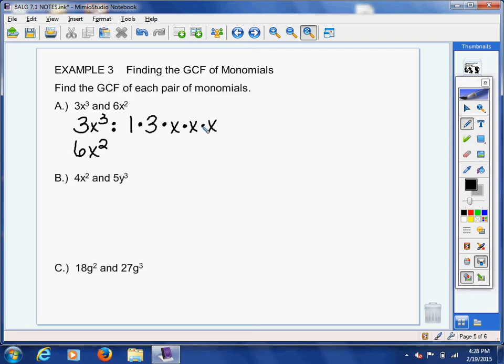We're going to do the same thing down here with 6. 6 is 2 times 3. Those are the prime factors of 6, and it only has 2 x's. Now, when you're looking for the greatest common factor, we're looking for the same number in each line. We're also looking for the same variable in each line. So let's take a look. I see a 3, and I see a pair of x's. And so the GCF of 3x cubed and 6x squared would be 3x squared.